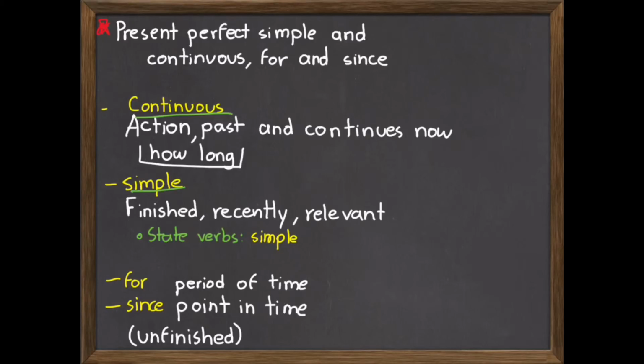I've worked here since 2008. Here we use since, and we say 2008, so that's a point in time. We started then, and we still haven't finished the action of working. We continue working, even today. So those are the present perfect simple and continuous and the words for and since.